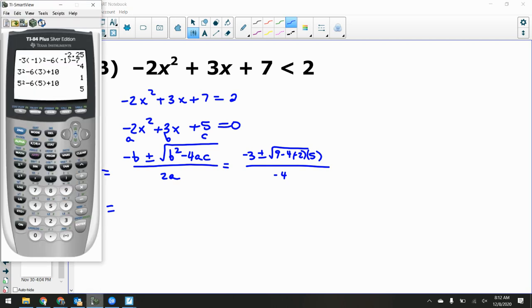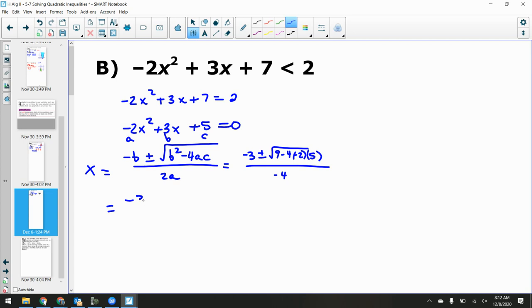Okay, let's go to my calculator and start chipping away at the discriminant. 9 minus 4 times -2, oops, that's 5. -2 times 5. 49, sweet. Oops, -4. Look, is 49 square rootable? So I would say -3 plus or minus the 7 over -4. And I can actually get two values here: -3 plus 7 over -4, and -3 minus 7 over -4.